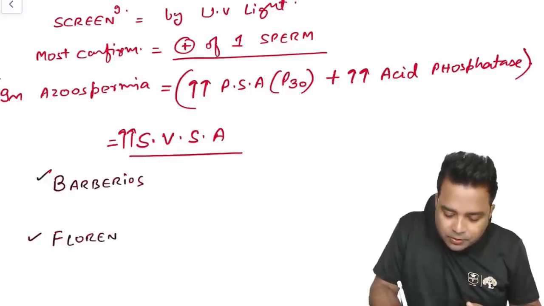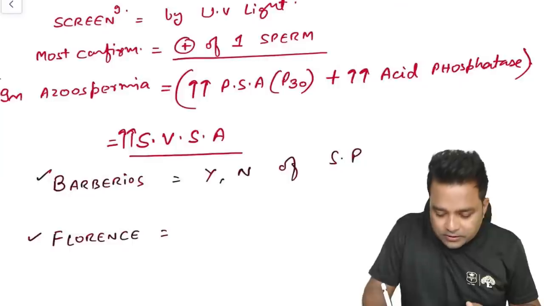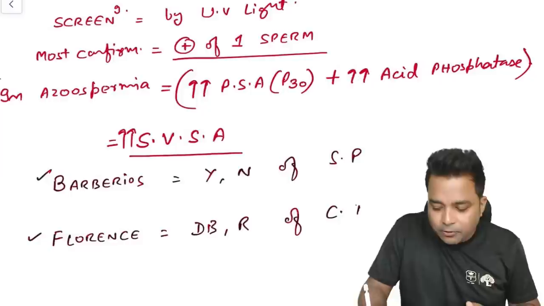What is the output in Barberio's? Yellow color, needle shaped crystals made up of spermine and picrate. What is the output in Florence? Dark brown rhombic crystals of choline iodide.